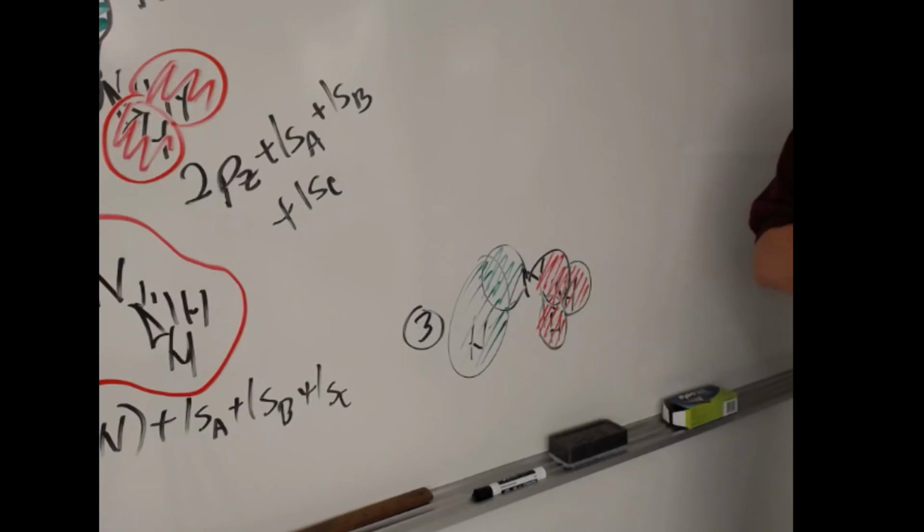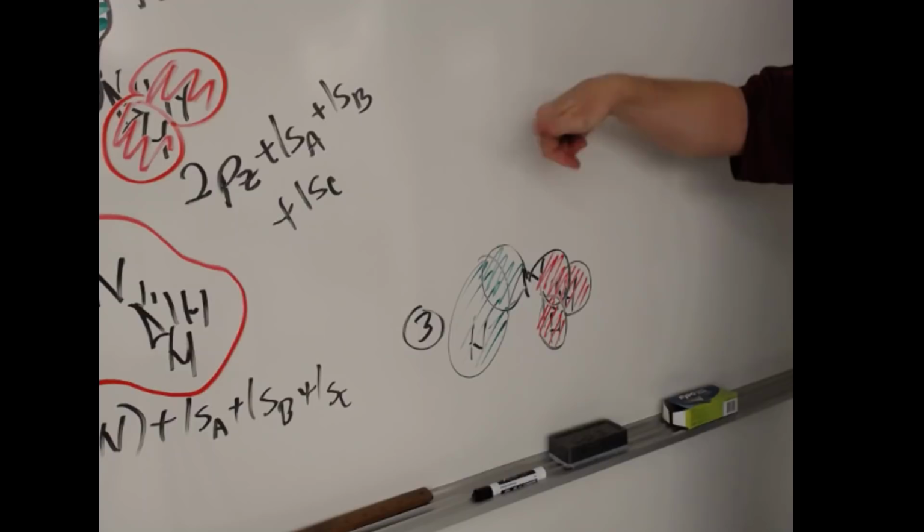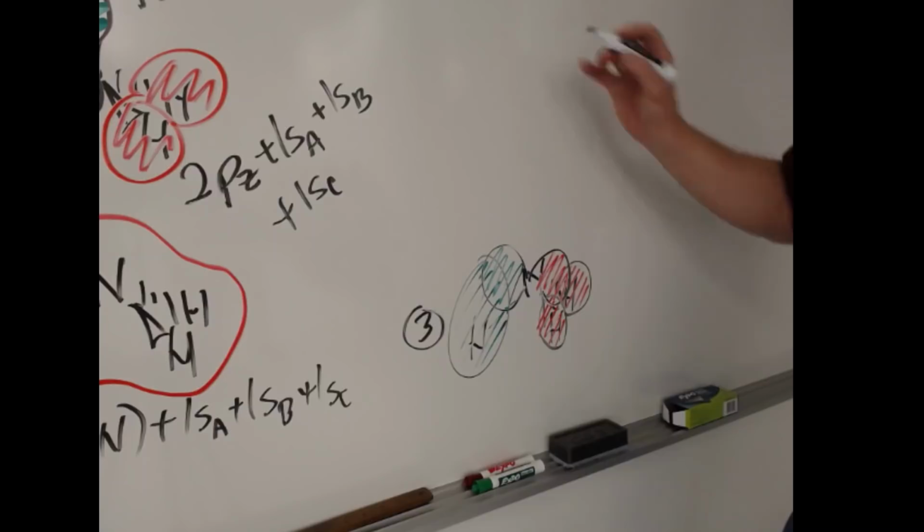What do you think number five looks like? It's just the 2PY switched so that they're out of phase. So I'm going to go ahead and draw that one really quickly. This is going to be number five up here.